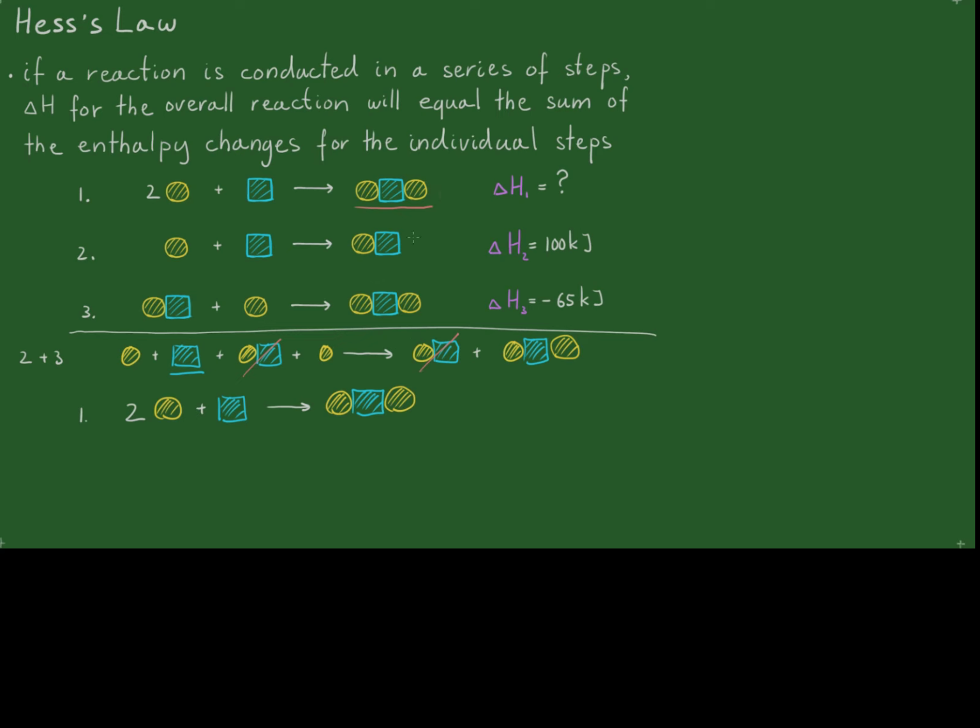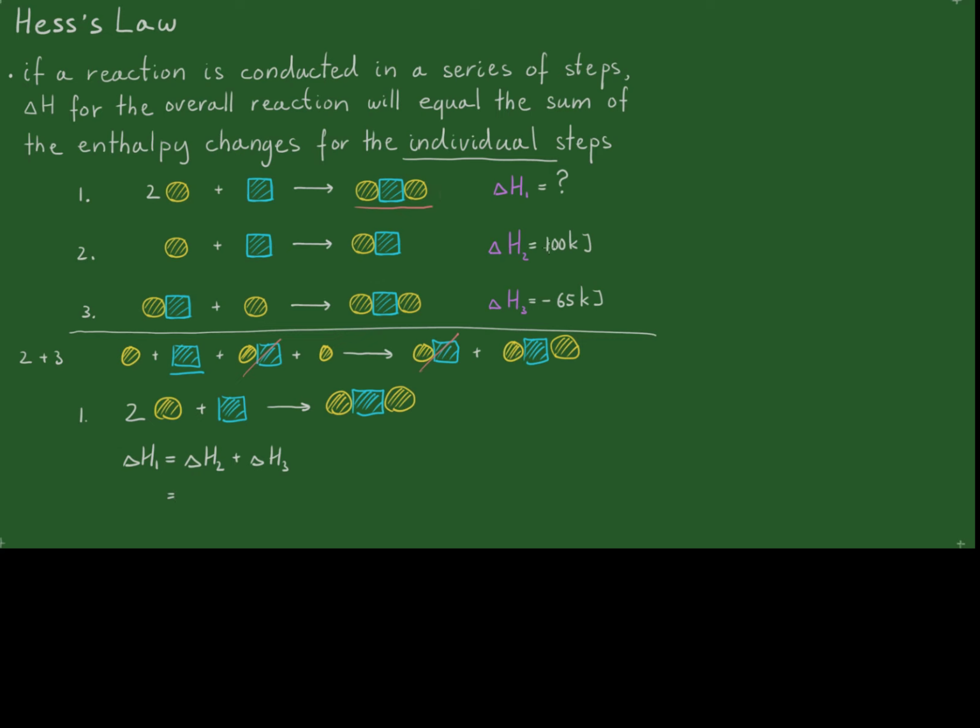And because we have added reactions 2 and 3, we can also add the enthalpies of reactions 2 and 3. So delta H of reaction 1 will be the delta H of reaction 2 plus the delta H of reaction 3. So those are the individual steps that the definition is talking about. Okay? So reactions 2 and 3 are the individual steps for the reaction 1. So we're just going to add them together.